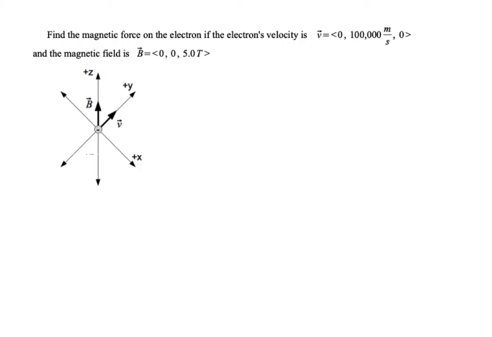So this problem says, find the magnetic force on the electron if the electron's velocity is 0, 100,000, 0. So a lot of times we're going to be given three-dimensional components for velocity. So it'll tell us the direction that the particle is moving in three-dimensional space. And here it gives us the magnetic field in three-dimensional components as well. It's saying 0, 0, 5.